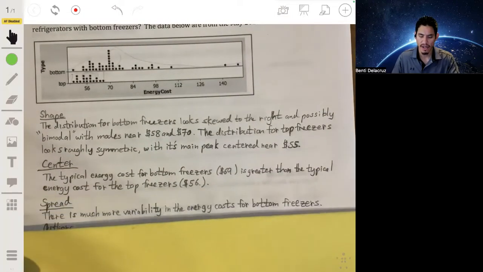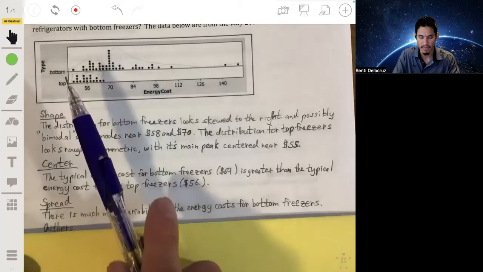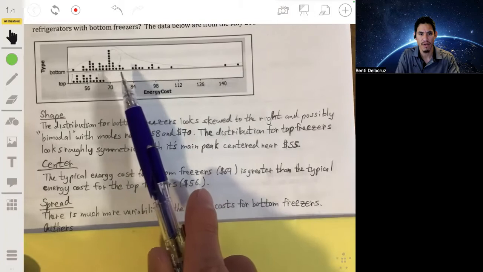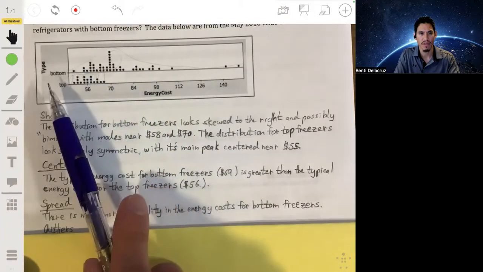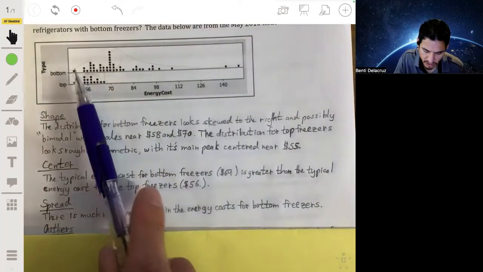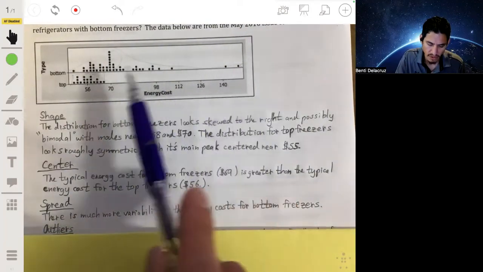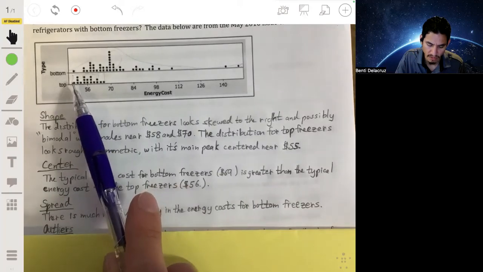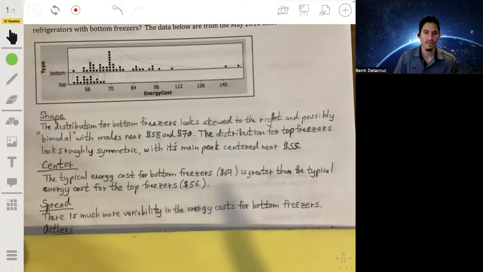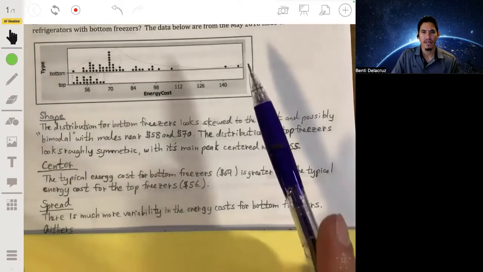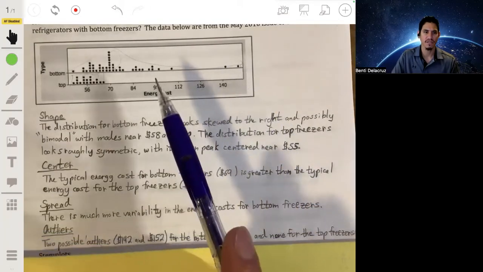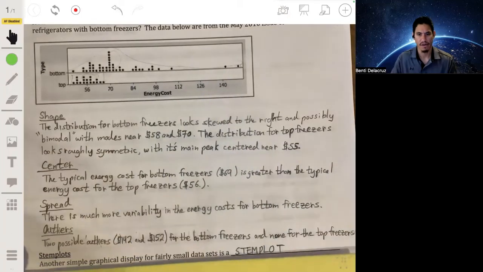All right, the spread. So you're basically saying the bottom freezers have much more variability than the top ones. The values go all the way from below $50 to above $150, while a top freezer only goes from about $48 to right below $70. And as for outliers, there seem to be 2 outliers for the bottom freezers, and there don't really seem to be any obvious outliers for the top freezers.